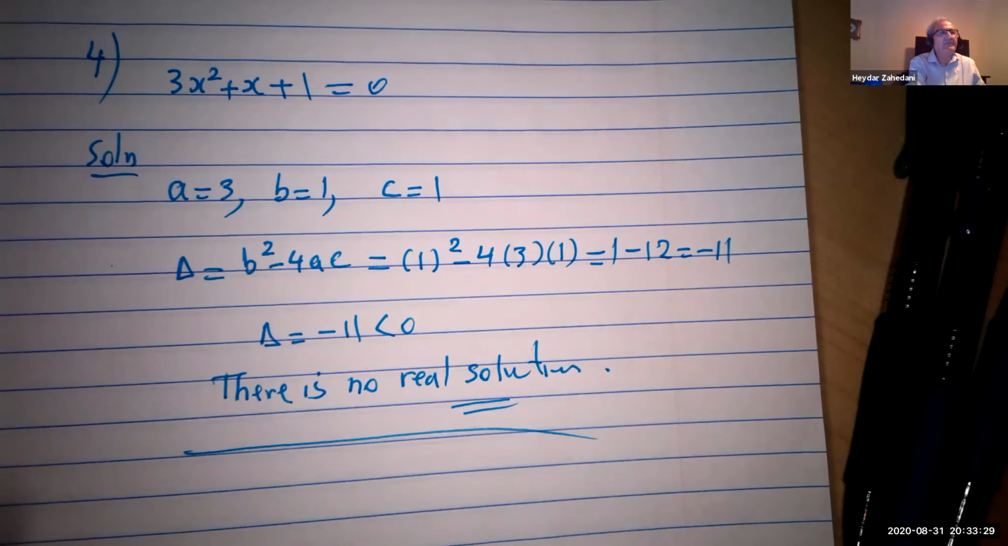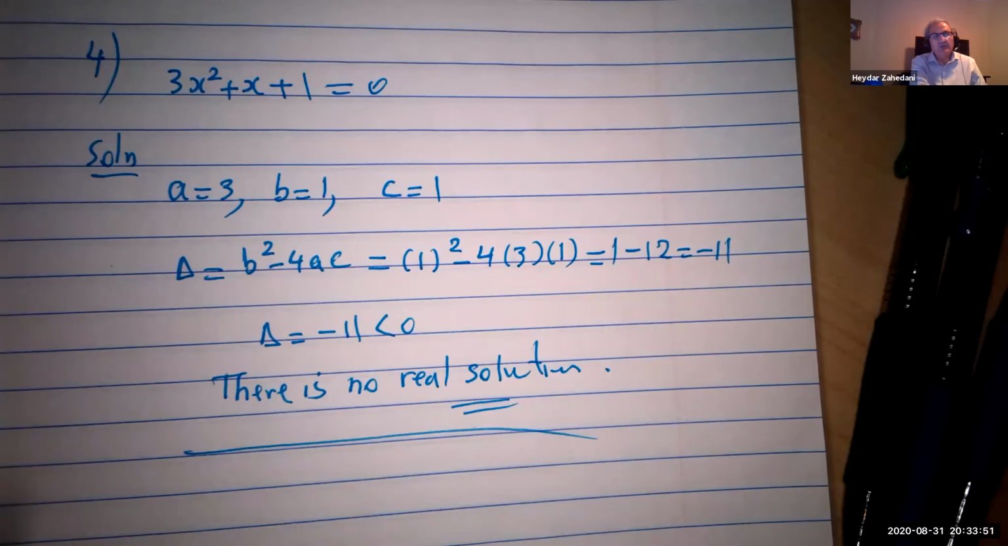So we did the quadratic formula to solve a quadratic equation. Now you have to decide what you want to do about this last part. There is no real solution, because the square root of negative 11 is not a real number.